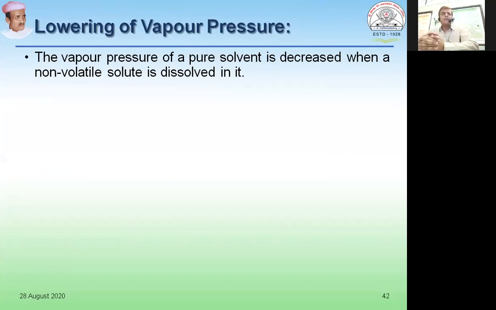But when you add some non-volatile solute into that pure solvent, what will happen? Being non-volatile, the solute will occupy some of the surface of the pure solvent, and when the surface is occupied, the molecules of that solvent will not be able to get free from the surface. It will decrease their chances of getting away. So this lowering takes place because of the amount of the solute which is added into the solvent.